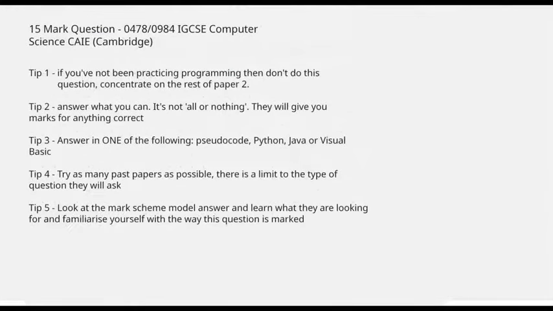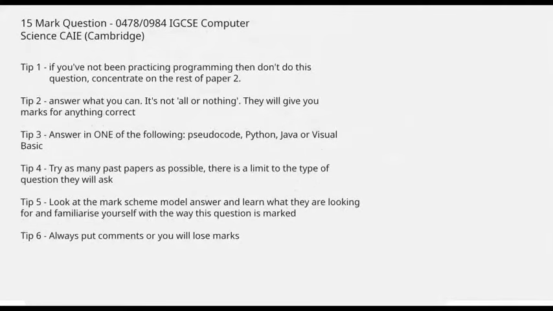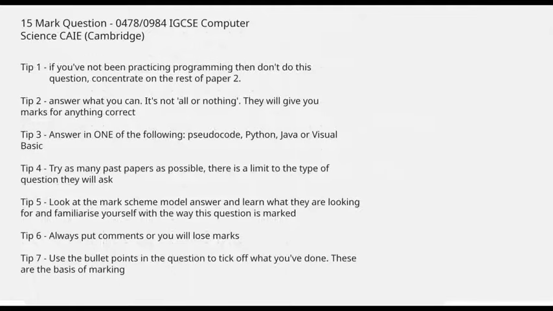Tip number 5 is look at the mark scheme, model answer and learn what they're looking for, and familiarise yourself with the way the question is marked. And we're going to do that in a moment after I give you my last 2 tips. So tip number 6, always put comments in or you will lose marks. If you don't do this, you could come up with the best solution of code ever for that question, but if you don't put comments, you won't get the full 15 marks. And tip number 7, use the bullet points in the question to tick off what you've done. These are the basis of the mark scheme and the marking that they use.